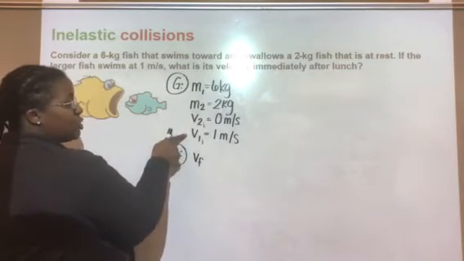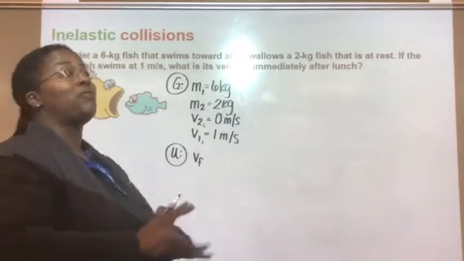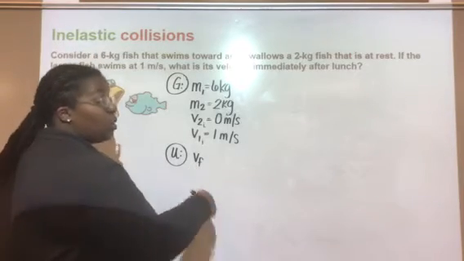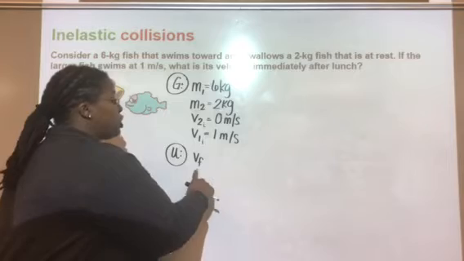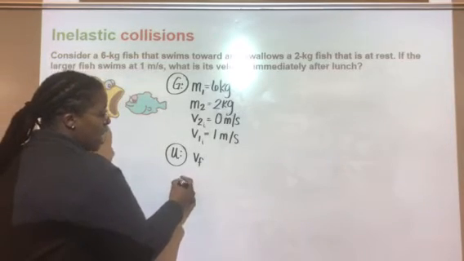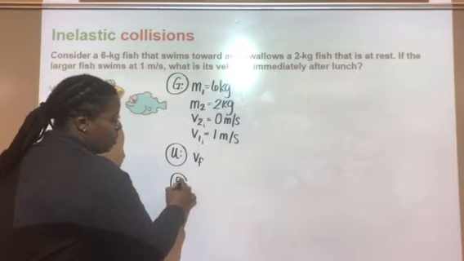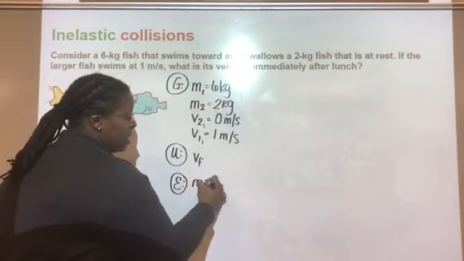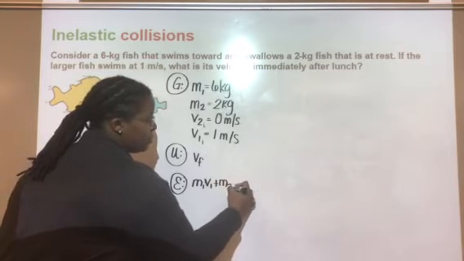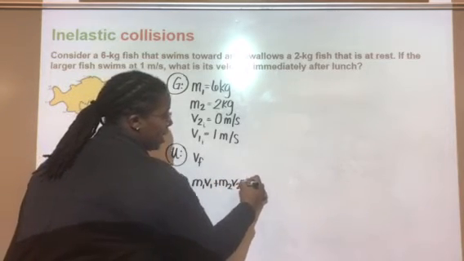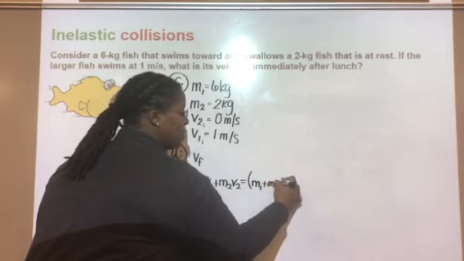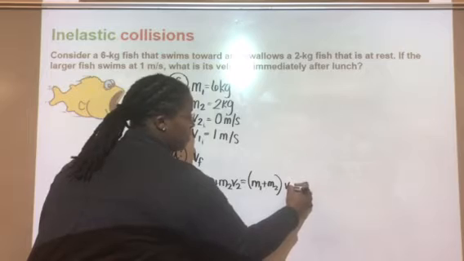These two are my initial. It's what the fish was doing before the collision ever took place. What we're looking for is that V2, or what I'm going to call V final, which took place after the little fish had been swallowed. Our equation is one that we will remember over time: M1 V1 plus M2 V2 equals, adding your masses, M1 plus M2, times V2 or V final.